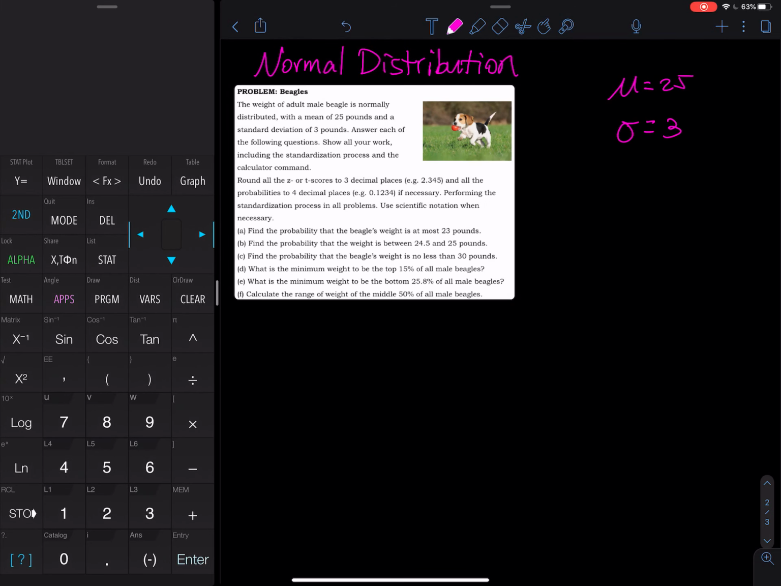Alright, so the first one is find the probability that the beagle's weight is at most 23 pounds. So A is at most 23, so we take one beagle out, X is at most 23, so less than or equal to 23. So the first thing that we have to do is standardize the 23. The formula is Z equals X minus mu divided by sigma. So we have P. Once we start the standardization, we change the X to a Z. So less than or equal to 23 minus 25 divided by 3.